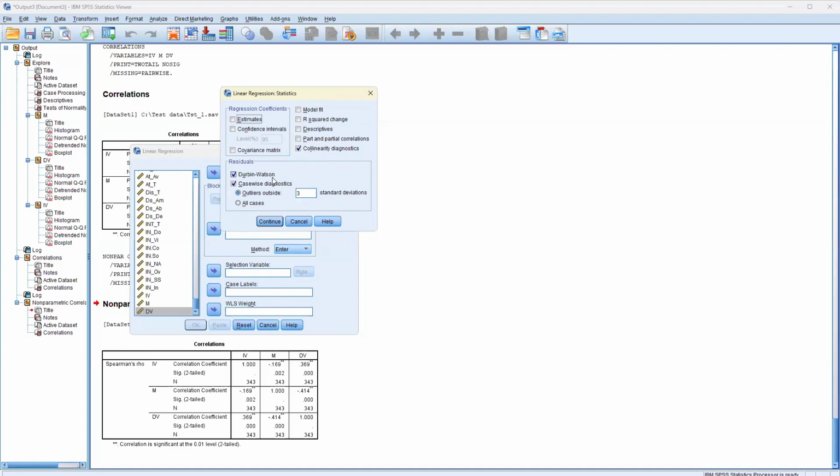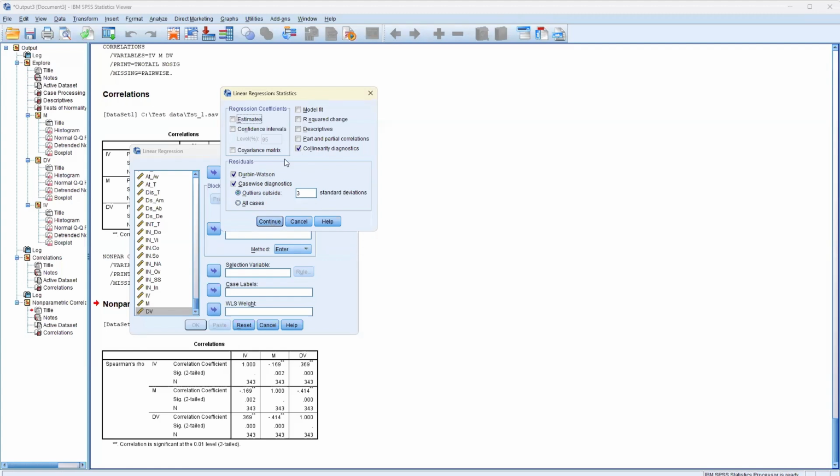Durbin-Watson checks the independence assumption, showing that each participant has an independent score. Multicollinearity means that your IV and mediator are not too heavily correlated, or just two different variables, not necessarily aspects of one variable. And casewise diagnostics can check the outliers for you, showing which specific participants may have strange scores that you may or may not want to remove from your data set.